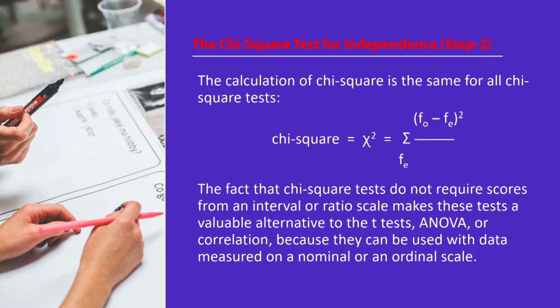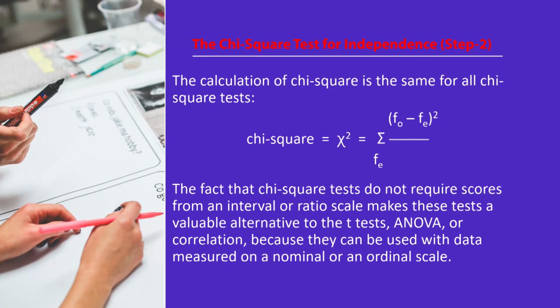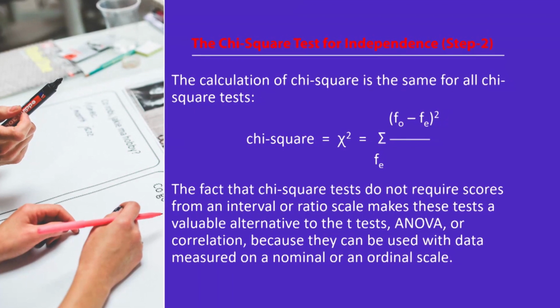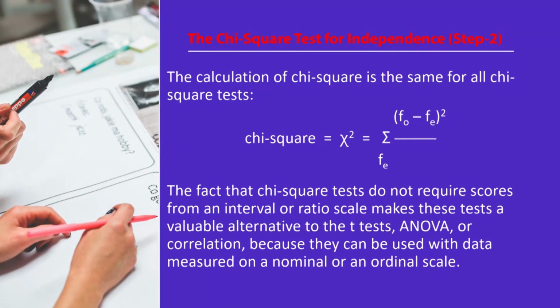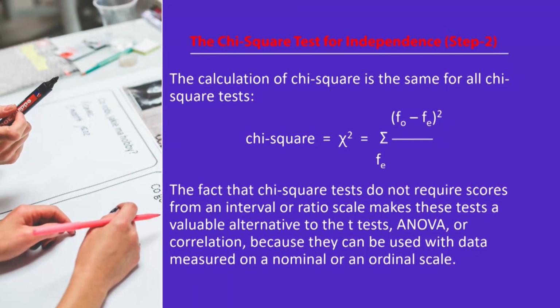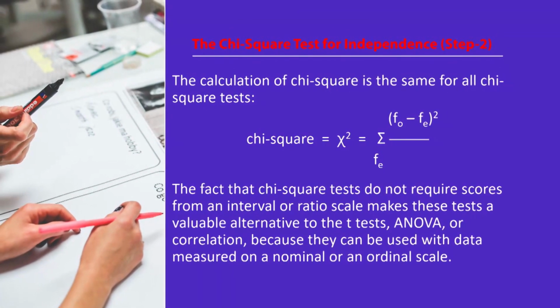The calculation of chi-square is the same for all chi-square tests: chi-square equals the sum of (FO minus FE) squared divided by FE. The fact that chi-square tests do not require scores from an interval or ratio scale makes these tests a valuable alternative to ANOVA or correlation, because they can be used with data measured on a nominal or an ordinal scale.